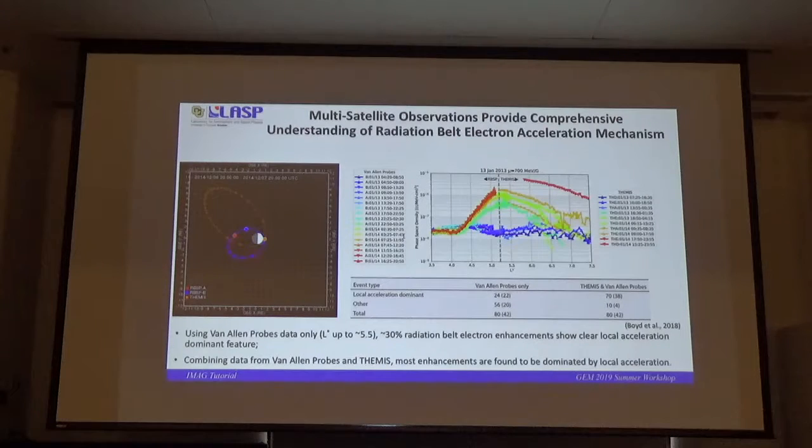So this study conducted by Boyd et al. in 2018 studied the evolution of phase space density during enhancement events of radiation belt electrons. They showed that when the Van Allen Probes data only was used, about 30% of enhancement events show a clear local acceleration dominant feature, which is a locally growing phase space density peak. However, if we combine data from Van Allen Probes and THEMIS, which have coverage over a higher L region, we can see the majority of those events are actually dominated by local acceleration caused by chorus waves.